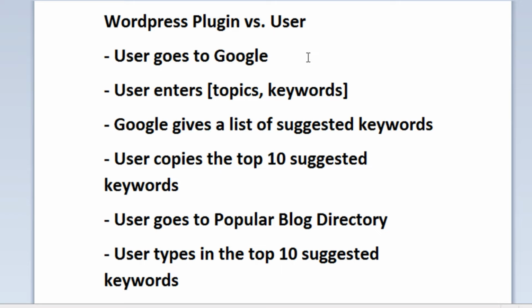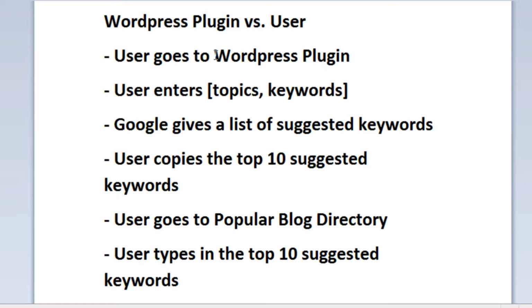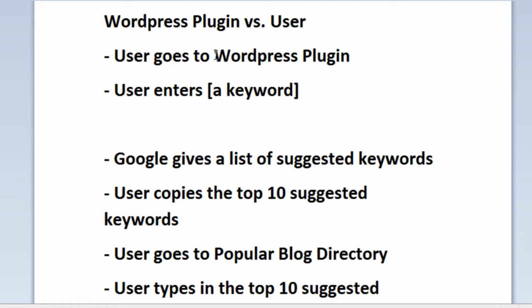User goes to Google. Now, in this case, the user is going to have to stay inside of the WordPress plugin. They're not going to be able to leave or anything like that. We're going to want them to be able to click a button and it all happens. All right. So user goes to WordPress plugin after they have activated it. And then the user enters maybe a keyword. Now, obviously, they're still going to have to go to Google, right? But the user's not going to go to Google or any outside sites. That's the WordPress plugin's job, right?